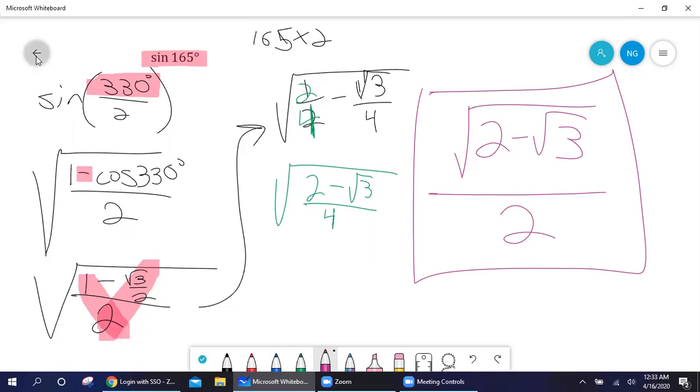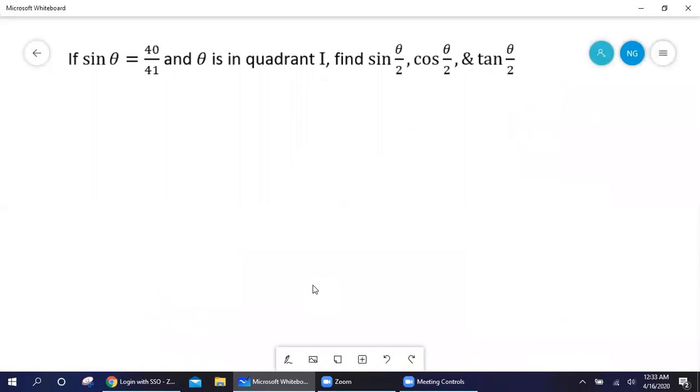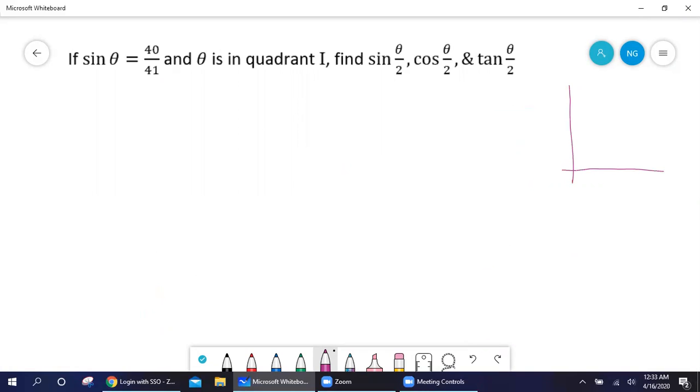For the last problem, we're doing half angle stuff again. This time we're finding the sine, cosine, and tangent of a half angle. And again, we have a weird trig function, 40 over 41, and we're told what quadrant we're in. I'm in quadrant 1, so draw yourself some random right triangle in the first quadrant, not drawn to scale. The sine, so opposite over hypotenuse, is 40 over 41. If you do some Pythagorean theorem, you'll get your adjacent to be 9. And so now we're ready to roll.